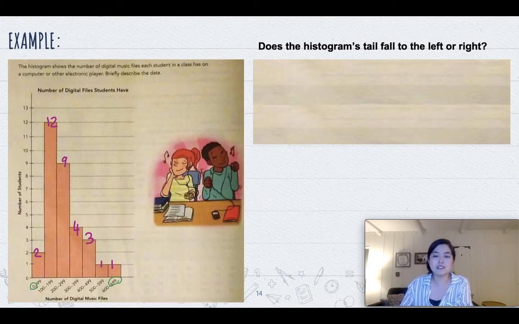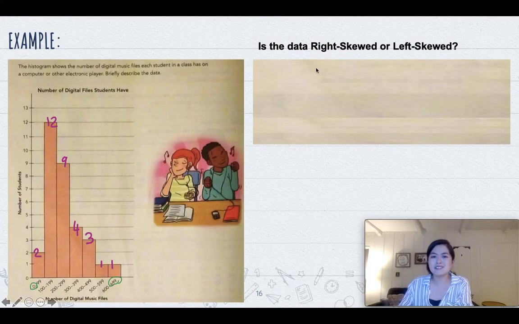Does the histogram's tail fall to the left or to the right? Well, when I look here, I see that again, the most amount here is 12, and then it gets lower and lower and lower and pretty low here. So it kind of falls to the right side, okay? And also if I draw an imaginary line here, it looks like a tail on the right side. So the histogram has a tail to the right. So is the data right skewed or left skewed? Well, because there's a histogram tail to the right, it is right skewed.